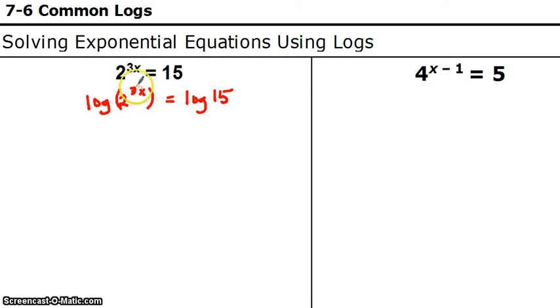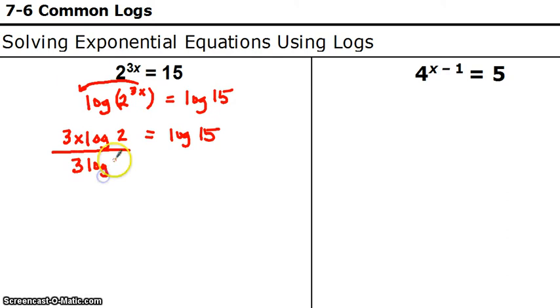All right, now remember the rules about exponents. You're allowed to bring those to the front when it's in a log like this. So that's going to be 3x log of 2 equals log of 15. Okay, well, to get x by itself, I just need to divide by what's not x. That's 3 and log of 2, and divided by 3 log of 2.